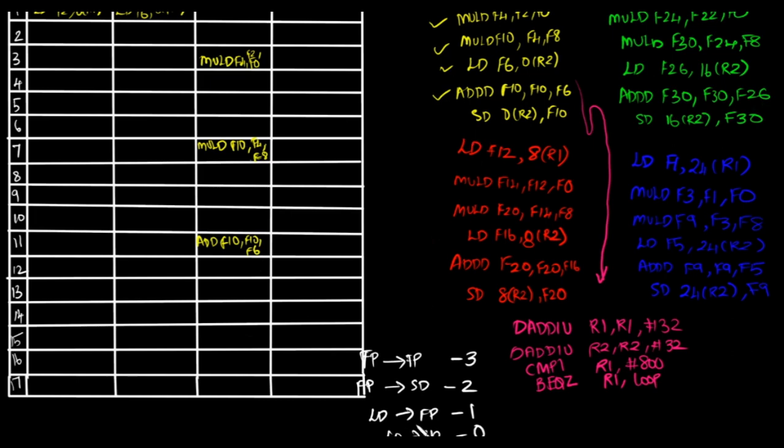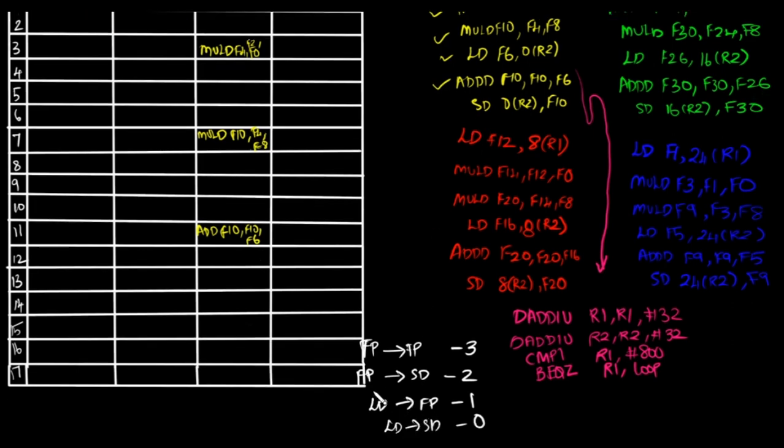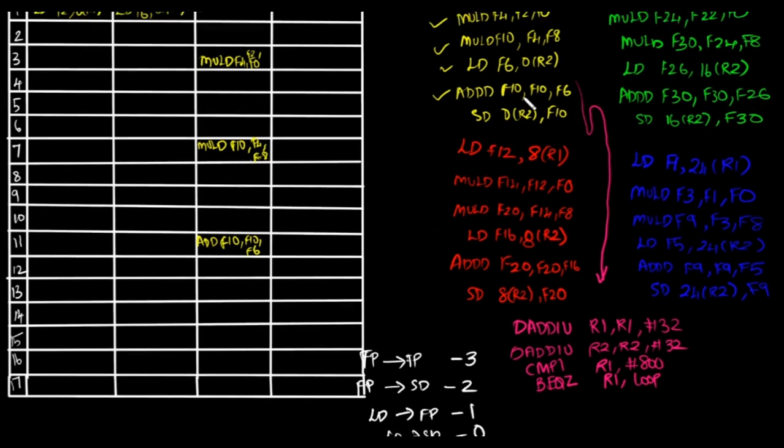Now an FP is producing the result and SD is using that result. This is this scenario. So we should be 2 clock cycles away from that, 1, 2. So we'll put it here. Since it's a memory reference operation, you have to fill it here, comma F10. Okay, so we have filled for the first iteration.